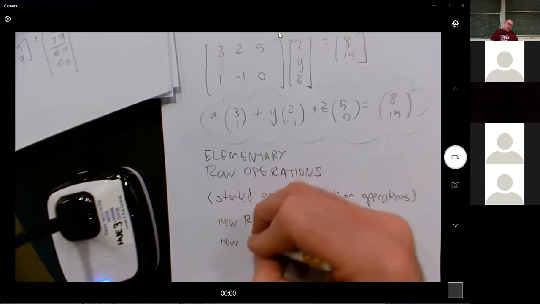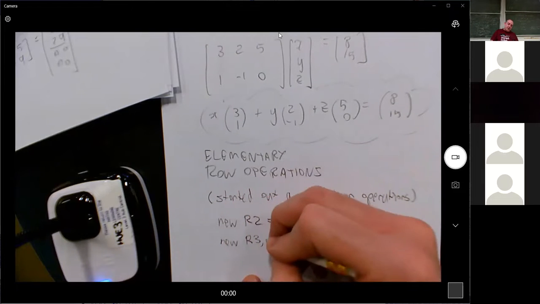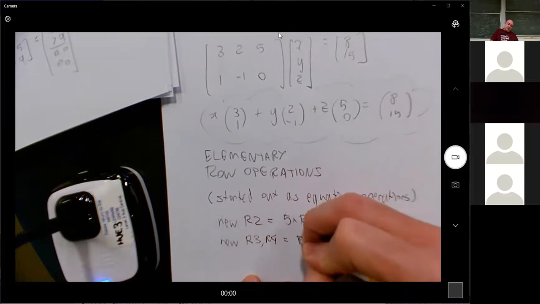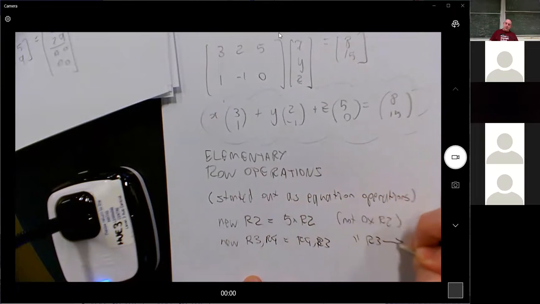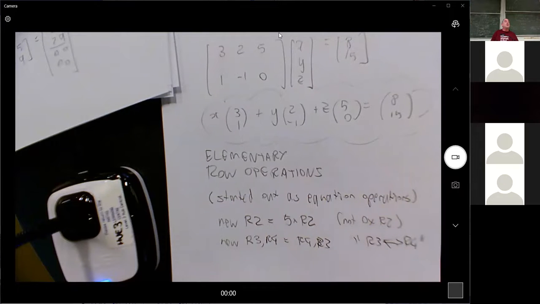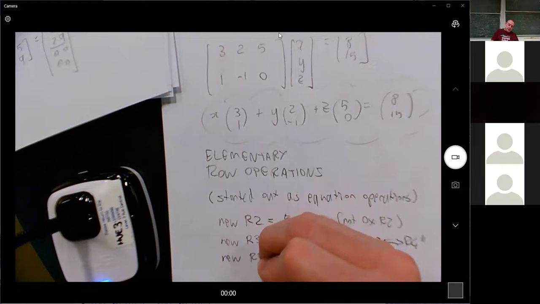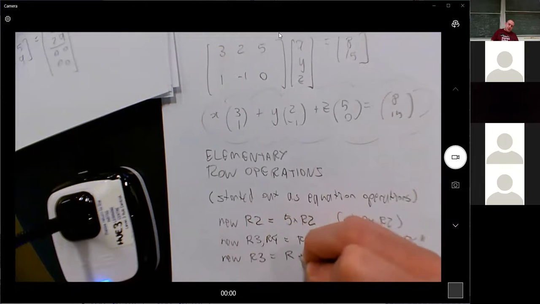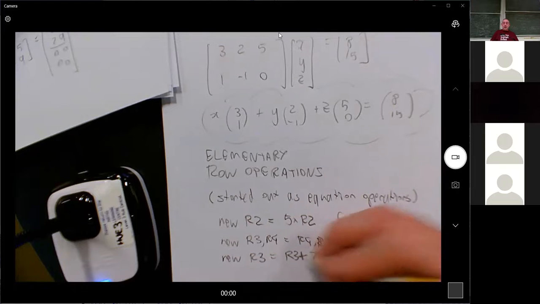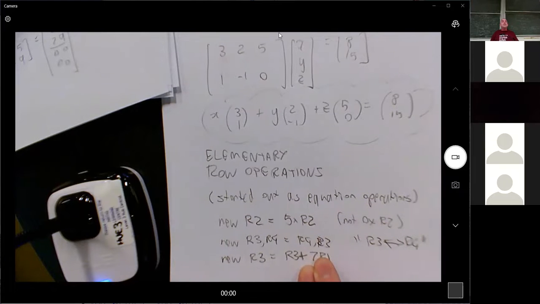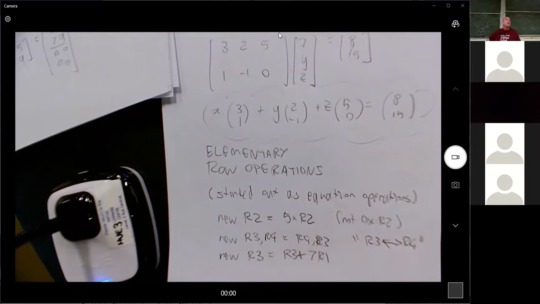And your new row 3 and row 4 is the old row 4 and row 3. Some people write this as row 3 switches with row 4. That's another way of saying it. And your new row 3 is like the old row 3 plus 7 of row 1, something like that. And you are allowed to put a 0 in this spot, but what that means is that the new row 3 is the same as the old row 3 and you actually haven't done anything, but you're allowed to not do anything. You're always allowed to do nothing.